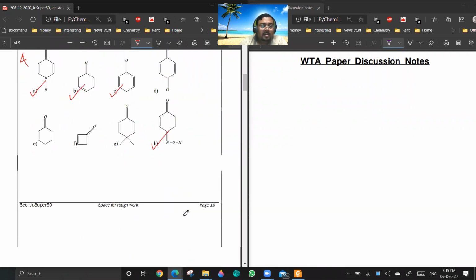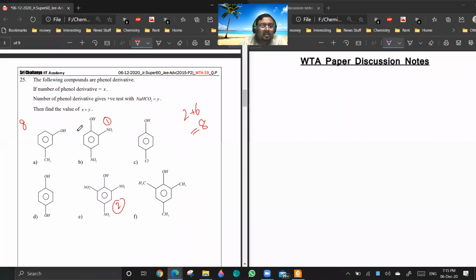No doubt, this we have discussed. 25, there is no meaning of X. All are phenol derivatives because they are containing an OH group. Number of phenol derivatives which give the positive test with NaHCO3. I have told you all monophenol derivatives will not give sodium bicarbonate test. If you have di-substituted phenols with electron withdrawing groups or tri-substituted phenol, then only it will give. So only these two are the candidates for giving the NaHCO3 test. So Y will be 2.